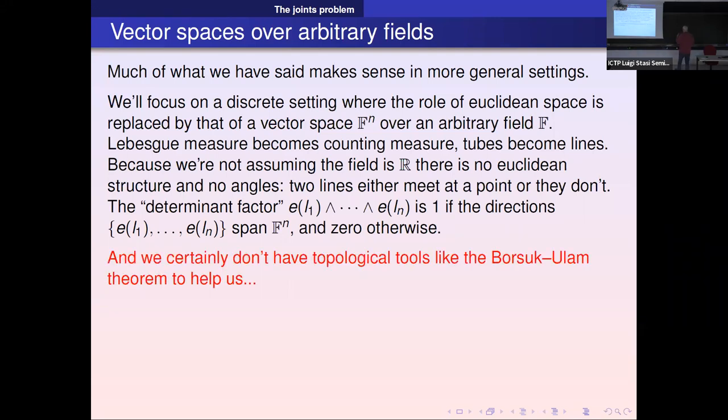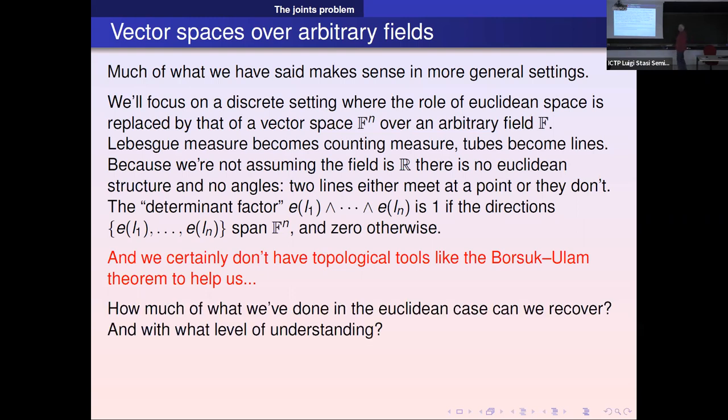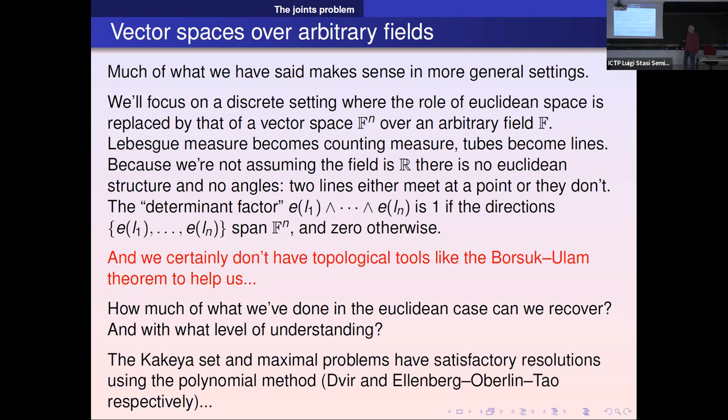What is not so good is that we don't have topology like the Borsuk-Ulam theorem to help us. The previous argument very much used the Borsuk-Ulam theorem. We just don't have that in finite fields, in any sort of field. So how much of what we've done can we recover, and with what level of understanding? That's somehow what I'll do for the rest of the talk.